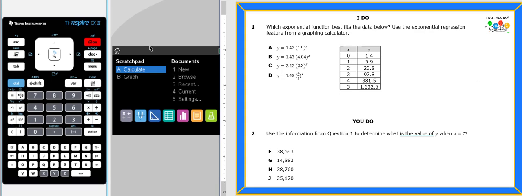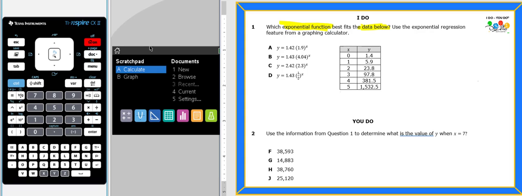Hello students, let's read the problem. And it says, which exponential function best fits the data below? Use the exponential regression features from a graphing calculator. Okay, so we're looking for what? We're looking for the exponential function, right? That can be used to describe the data from the table.